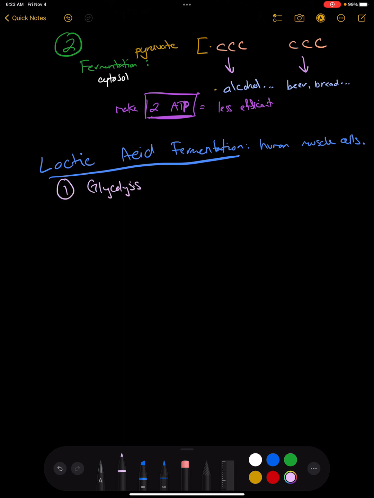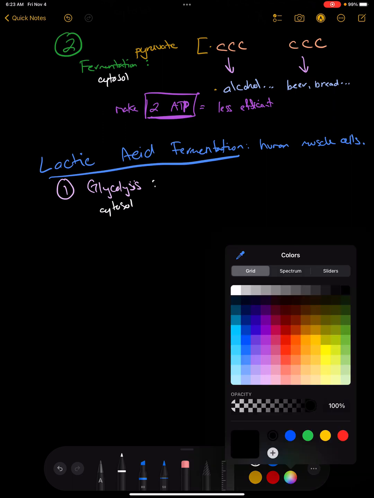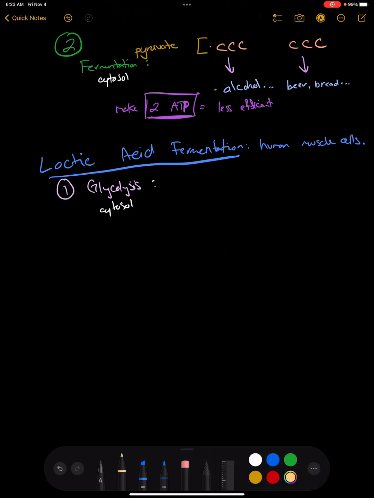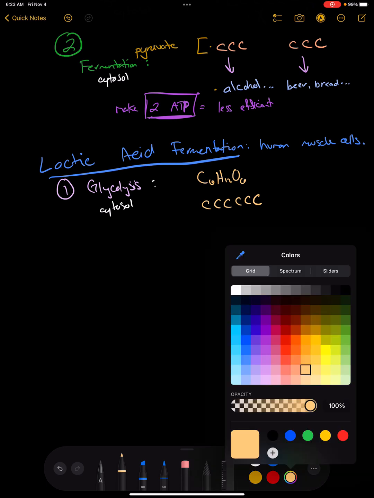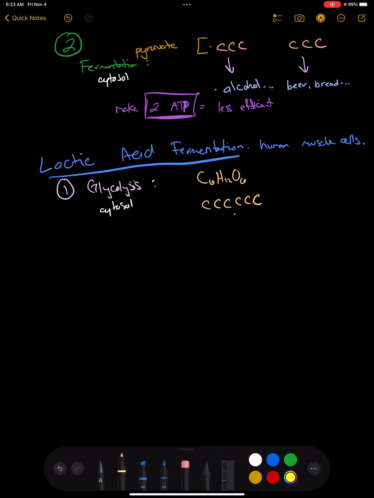Now, we already know glycolysis means to break sugar. Don't forget that glycolysis is happening in my cytosol. So I'm going to go through the same process. I'm going to take my glucose, which is the C6H12O6. So I'm going to write it out like this, 1, 2, 3, 4, 5, 6. To get the energy out of this sucker, I am going to break him apart. When I break him apart, that is going to give me 2 3-carbon molecules.